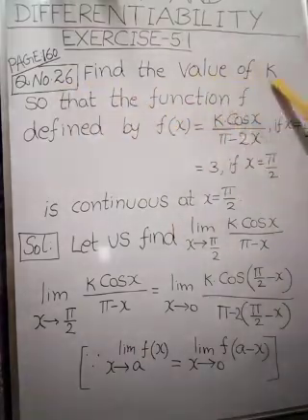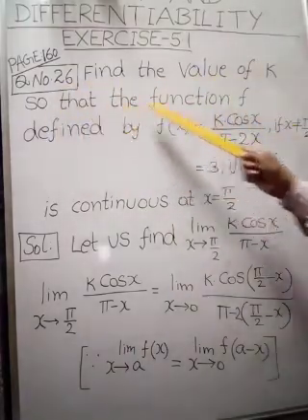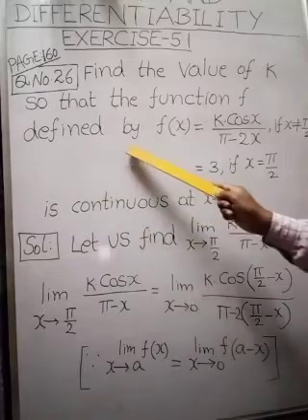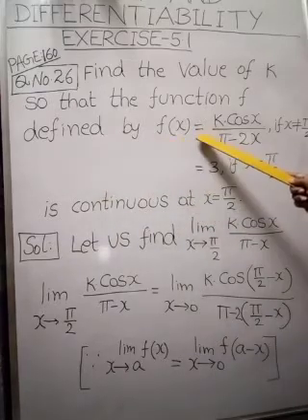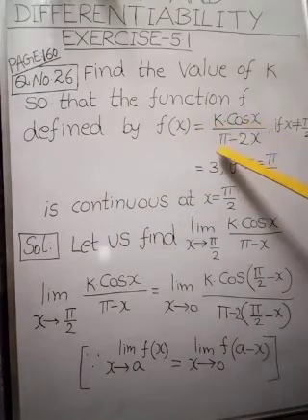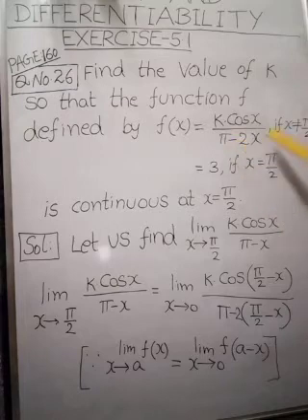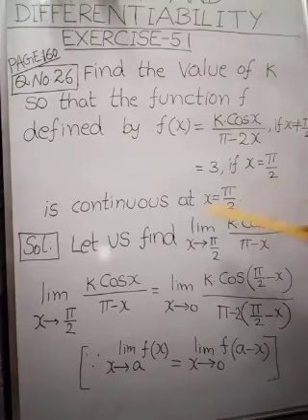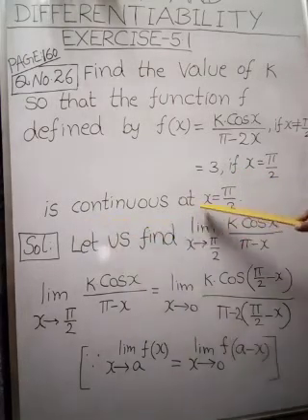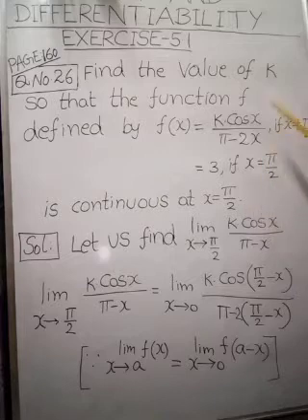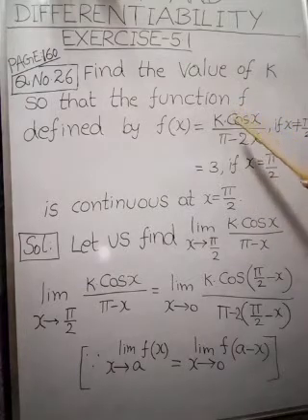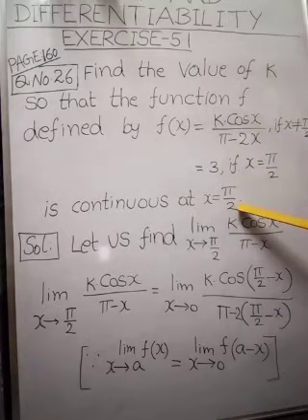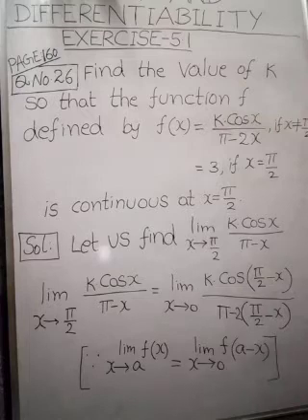Find the value of k so that the function f defined by f(x) equal to k cos x by (pi minus 2x) if x is not equal to pi by 2, and f(x) equal to 3 if x is equal to pi by 2, is continuous at x equal to pi by 2. If this function f is continuous at x equal to pi by 2, we have to find the value of k. Understood the question, my dear children?